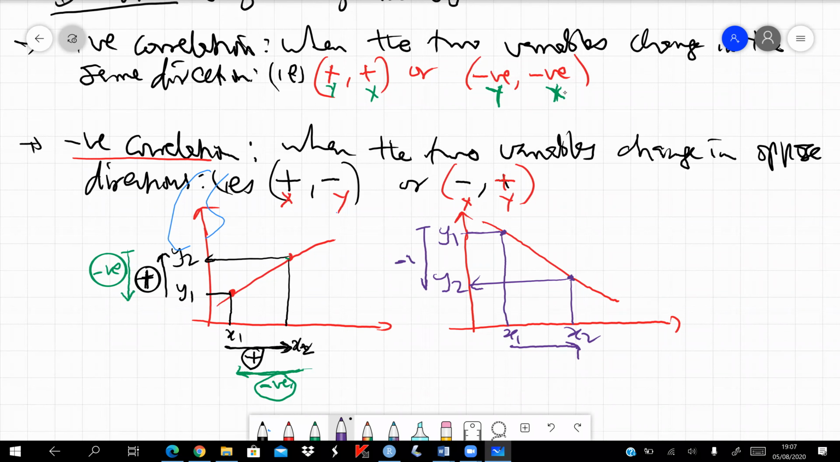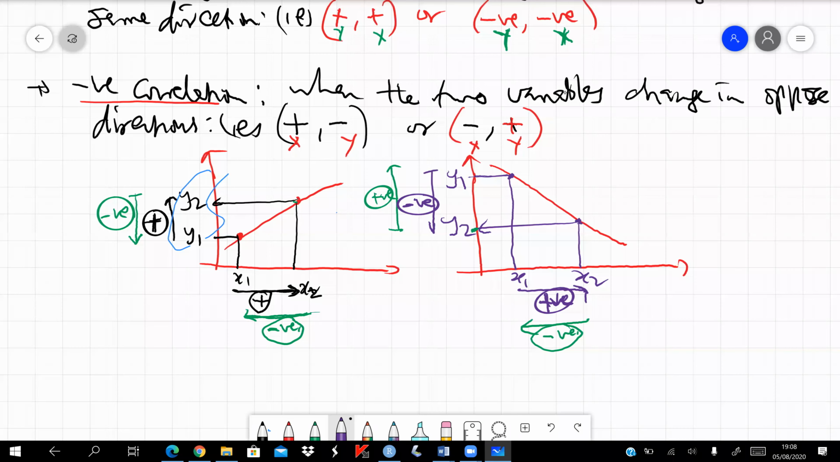So this is a negative, and this is a positive. Positive and negative will give you negative. Or you can look at it from the other perspective. If I decrease X, so that is negative, what is happening to the value of Y? You find that the value of Y will be increasing from Y2 to Y1 in this case. This is positive, and positive and negative gives us negative. And here we also have a positive and a negative.